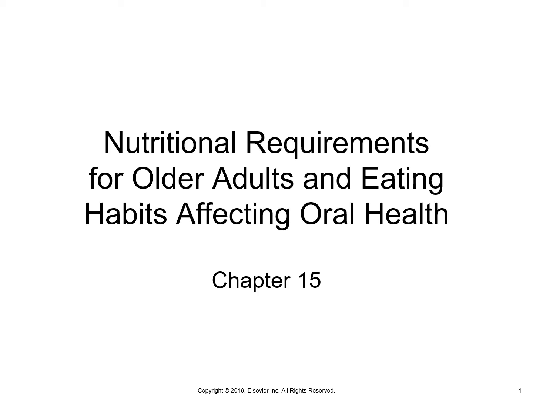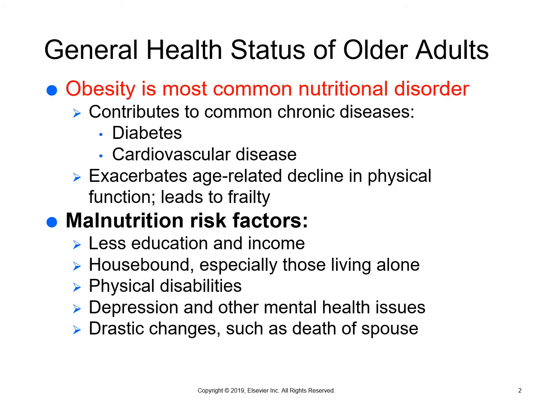The last chapter for this week is going to be discussing the nutritional requirements for older adults now and their eating habits and how that affects their oral health. Obesity is the most common nutritional disorder with older adults. It contributes to many of the common chronic diseases such as diabetes, cardiovascular disease, and it exacerbates age-related decline in their physical ability and can lead to frailty as well.